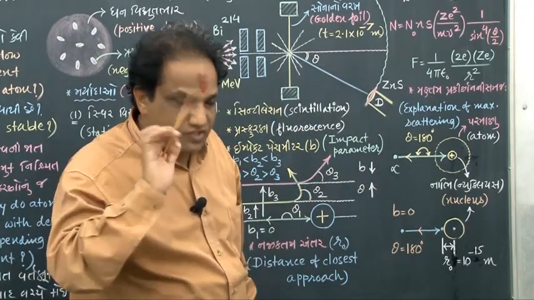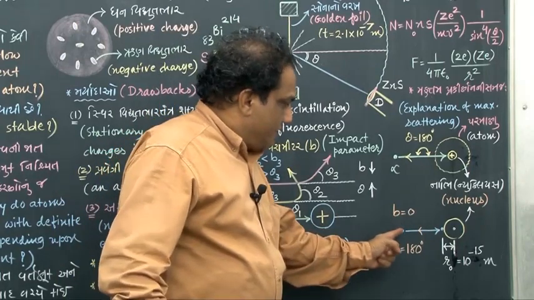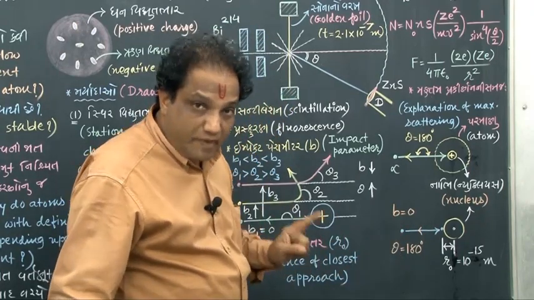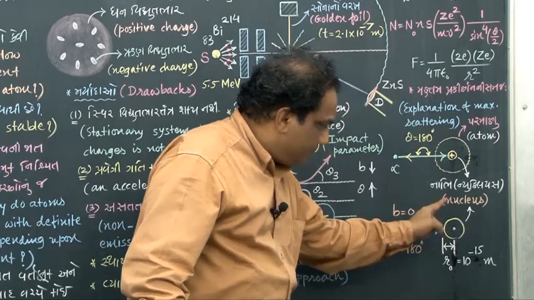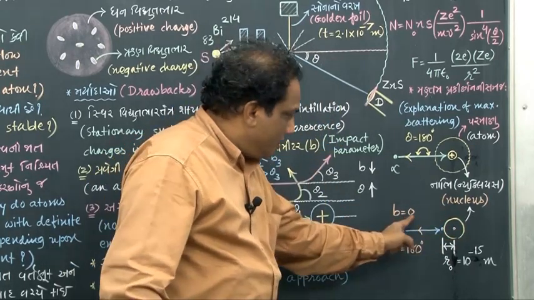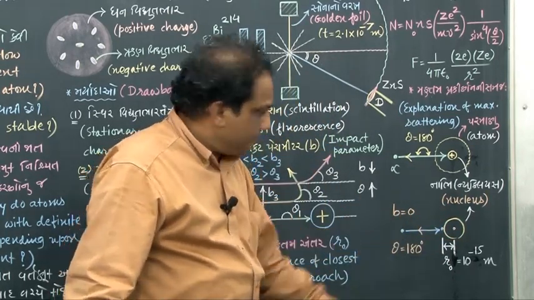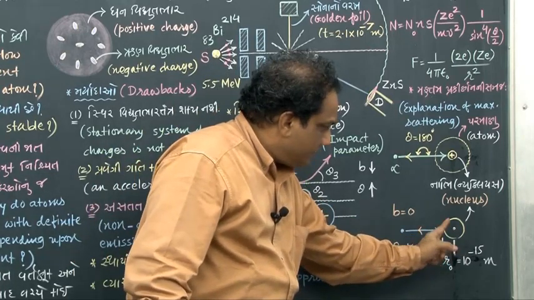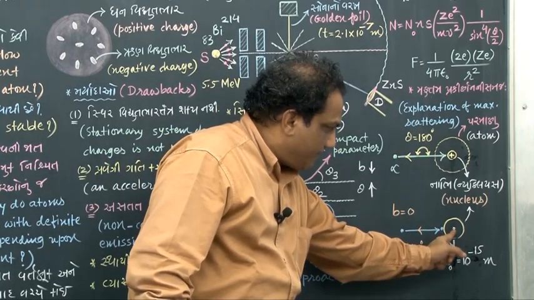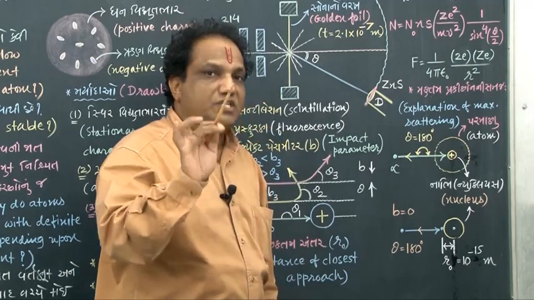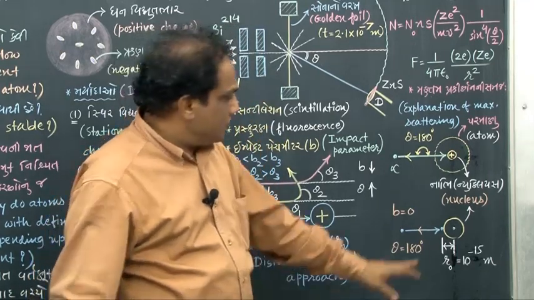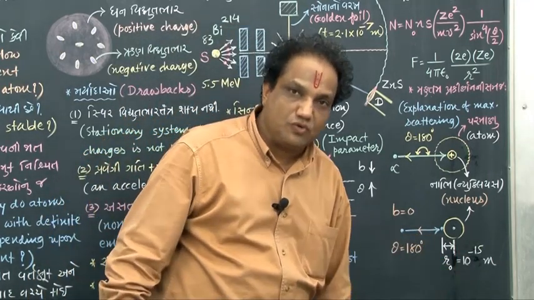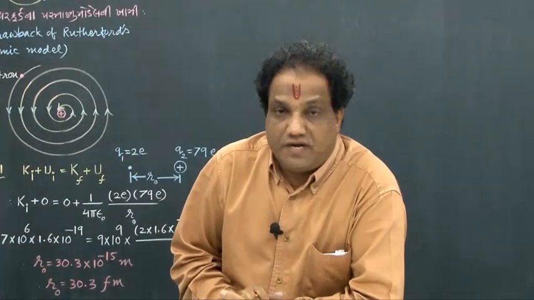Got it? Once again, when an alpha particle is made incident on an atom with a zero impact parameter, the minimum distance between the alpha particle and the center of that atom is called the distance of closest approach, shown by the symbol R0. Correct? Fine.